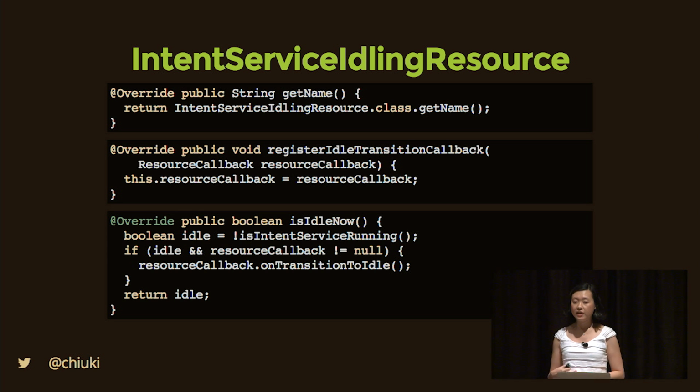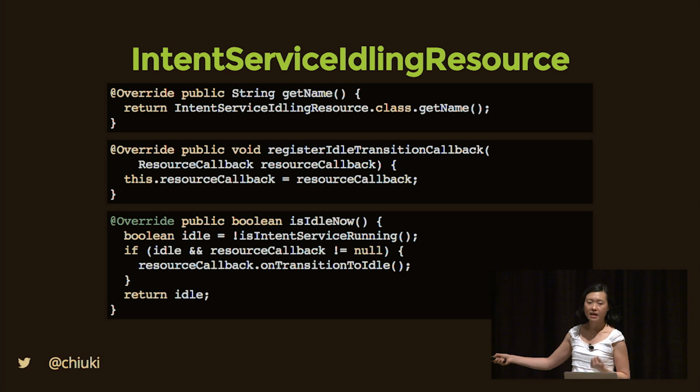And this is the code for the actual idling resource. So it's an interface, and there are 3 functions that you need to override. The first 2 are kind of boilerplate. It needs to get a name, because when you're registering your resource, it needs a key, basically, so that it can keep track of them. So usually, I just give it the class name. And then there's this callback. You're just stashing away the callback that at some point Espresso will give you so that you can use it in this function. So isIdle now is the meat of your idling resource.